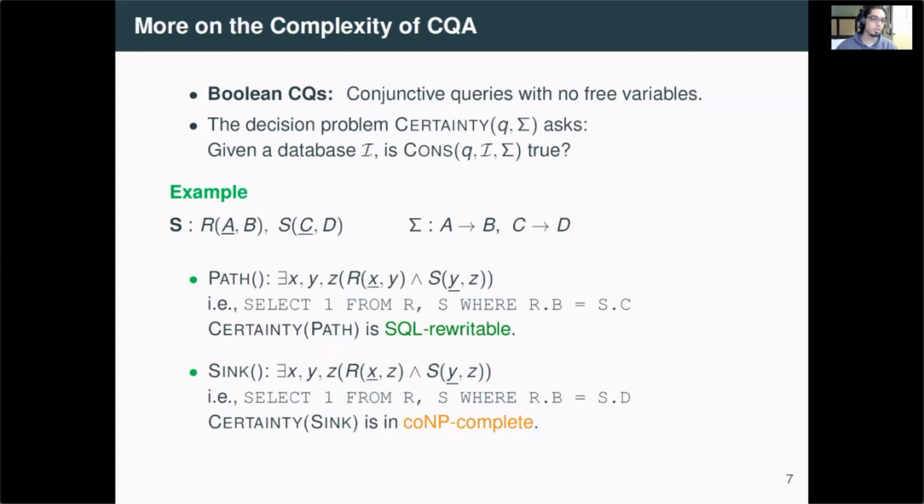Interestingly, computing consistent answers to this query is SQL rewritable. That is, you can compute the consistent answers within an SQL engine, within a database engine. Now, let's say another example. It's a very similar query, but the difference is in the join condition. So let's say it's a query, select one from, again, these two tables, R and S. But instead of equating attributes B and C, this time you equate B and D. So you say where R.B equals S.D. Interestingly, computing certain answer or consistent answer to this query is co-NP complete.